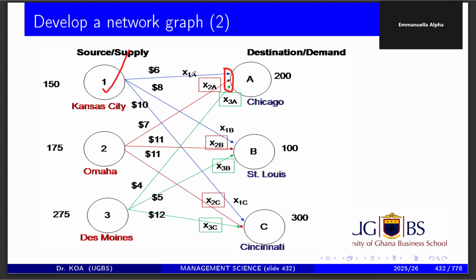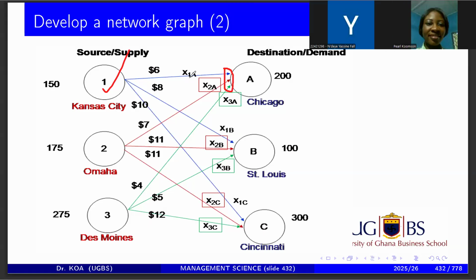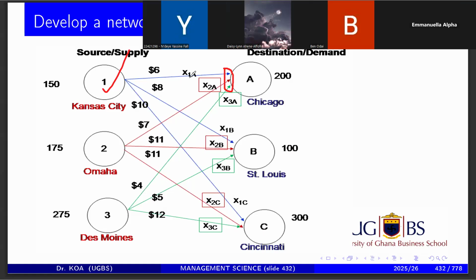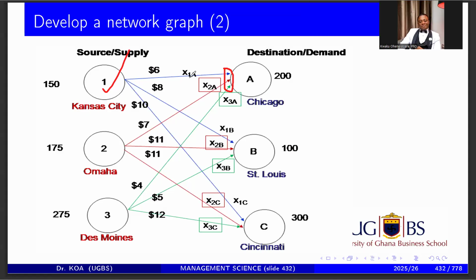It's a balanced transportation. What makes it balanced? Because when we were drawing the decision variables, we did the total, and on the supply we had 600, and the demand also has 600 as total. Good. So the total demand equals the total supply. That's why it's a balanced transportation.